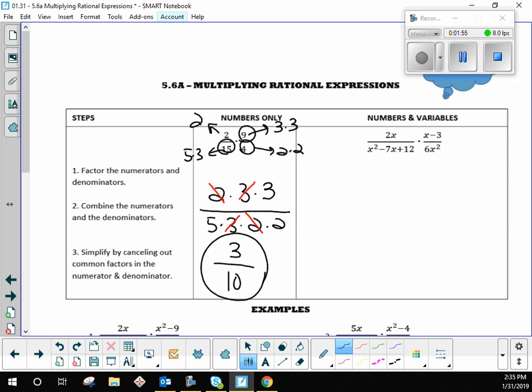All right. So we factored. We put the factors together on the top and bottom, canceled out, and wrote the leftovers. And that's what we're going to do here now with these expressions that have x's everywhere.